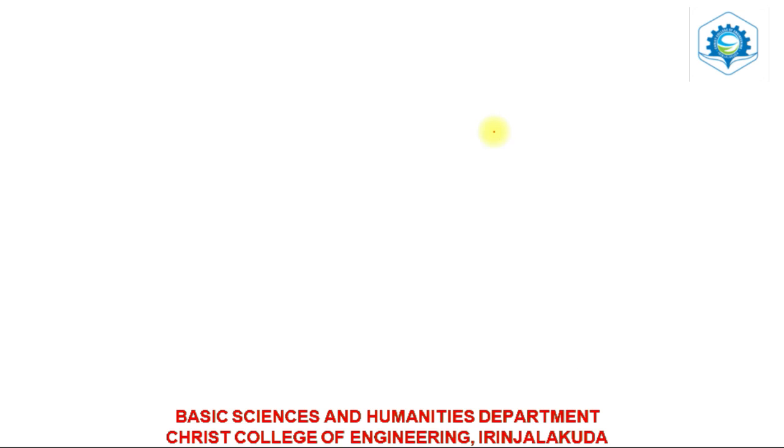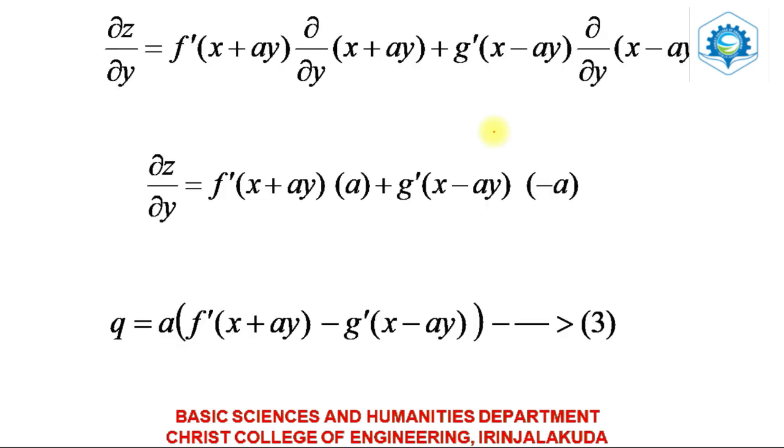Now we can replace this ∂z/∂y by q. What will we get? q equal to a, which can be taken outside. a is a common term in both terms. So we get q equal to a into f'(x + ay) minus g'(x - ay). That is our equation 3.